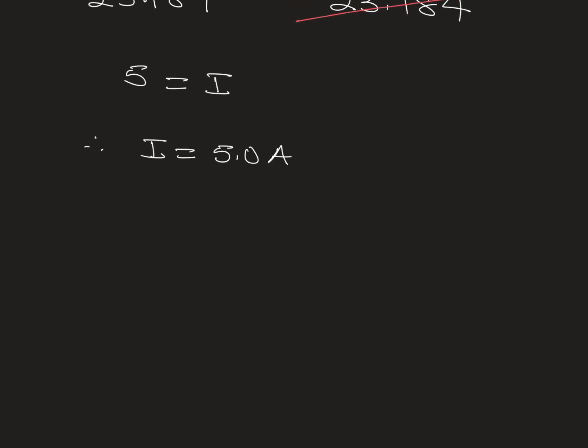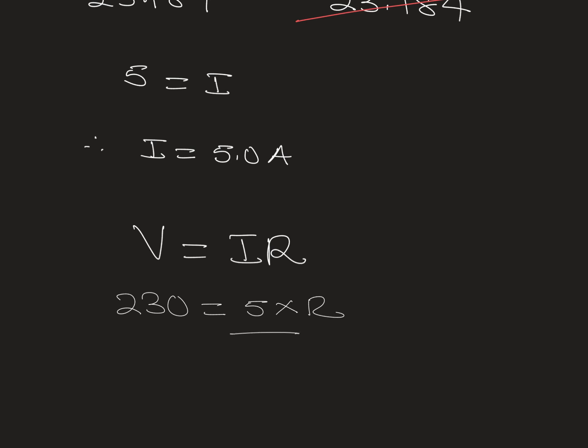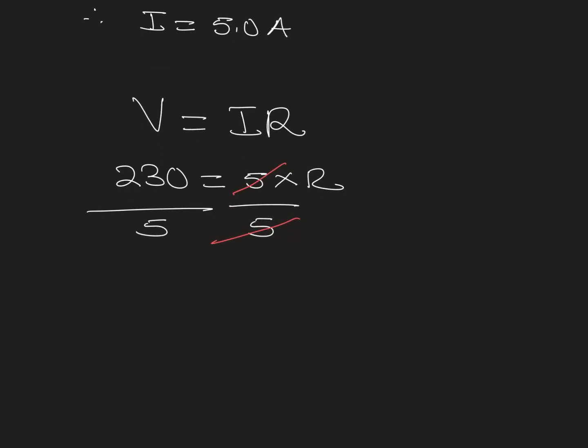The second question asks us to find the resistance. We can use V is equal to IR. That is, the voltage is equal to the current times the resistance. The voltage is 230 volts. This is equal to I, which is 5.0 amps, multiplied by resistance. So to find the resistance, we divide both sides by 5. This will cancel this. Therefore, the resistance is equal to 230 divided by 5. That is 46 ohms.